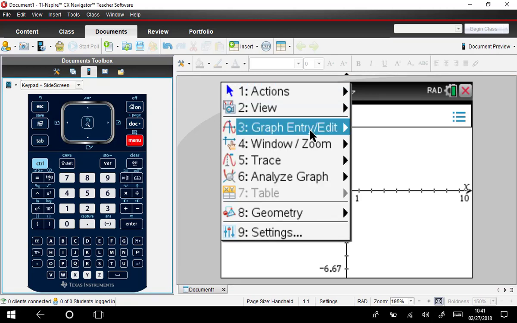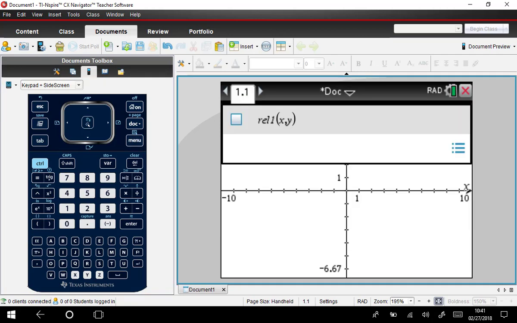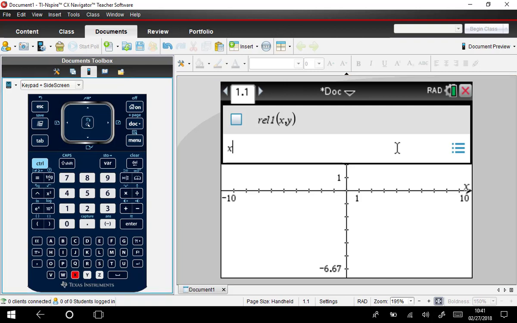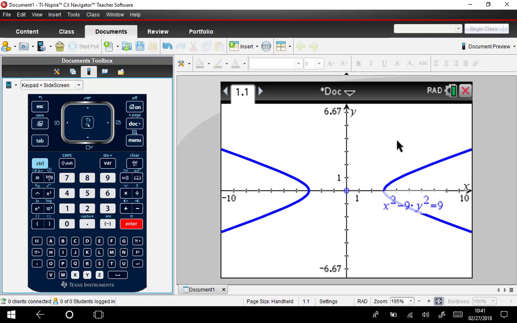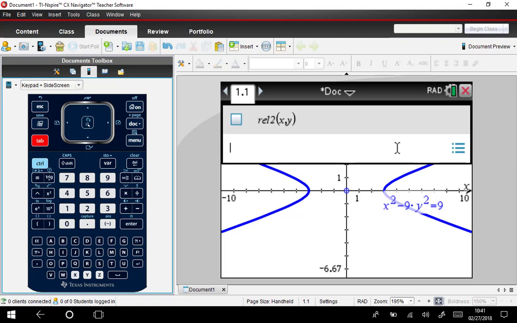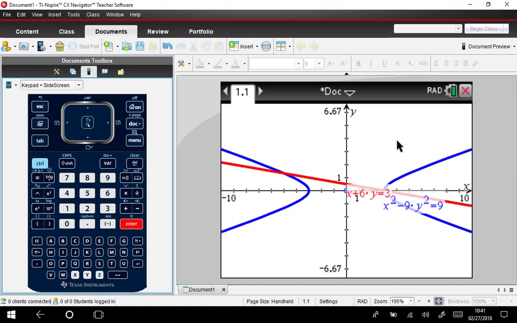I'm actually going to go to the menu and change the graph entry edit to relation mode instead of function mode. And I'm really carefully going to try to type in x squared minus 9y squared equals 9. Enter. It graphs one. It's kind of similar to what I showed you it would look like. And then, just because you can, we're going to do a second one and type tab and put a second one, x plus 6y equals 3. And that gives me the second one.